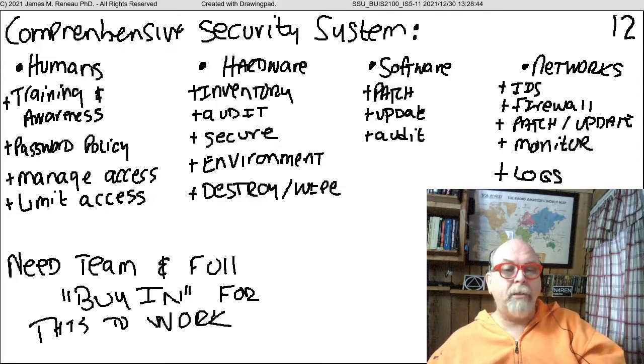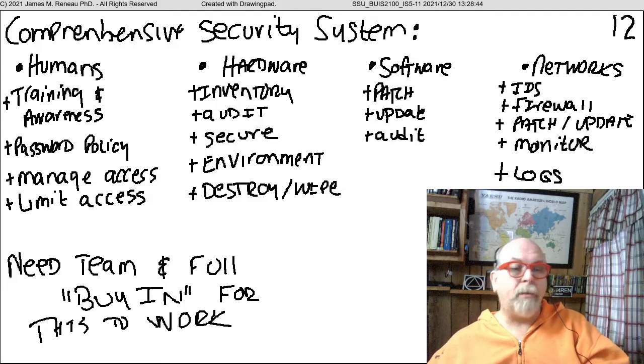Comprehensive security has to include all four of these areas. And if we don't include all four of these areas, we've left ourselves open to lots of vectors. Humans: training, awareness, password policies, managing access. So when an employee leaves the company, we yank their access immediately. Or when we hire somebody, we give them access to just what they need. So we need to manage the access, limit the access. We need to audit the access.